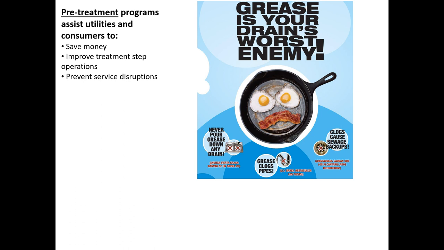Pre-treatment could be referring either to the first few steps at a wastewater treatment plant, but it can also encompass activities and efforts to prevent problematic things from getting into the wastewater in the first place. So pre-treatment could include regulations that require, for example, grease traps at restaurants, or it could include the federal regulations that limit certain industrial pollutants that are problematic. So you can see here is kind of a public service campaign about the importance of removing grease from wastewater.